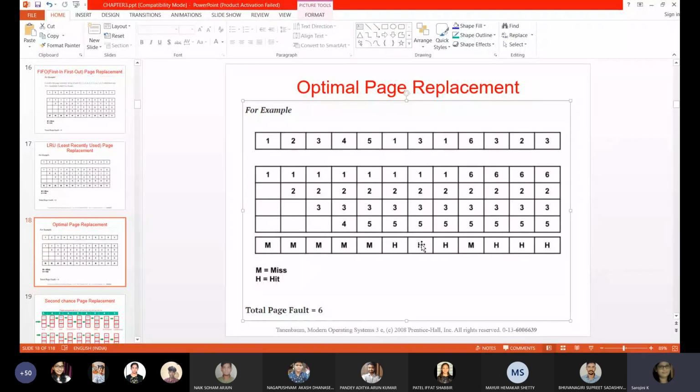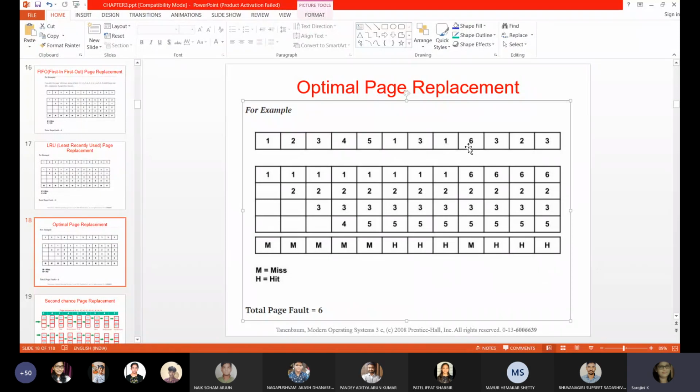Why is it called page hit? Because this page which came newly was already there in the main memory. There is no change in the main memory, but it will be marked as page hit. We found the page, no? So it is called page hit. Now the next page, page number 1, is coming. It is there already, so that is also a page hit. All the pages will be retained as they are.